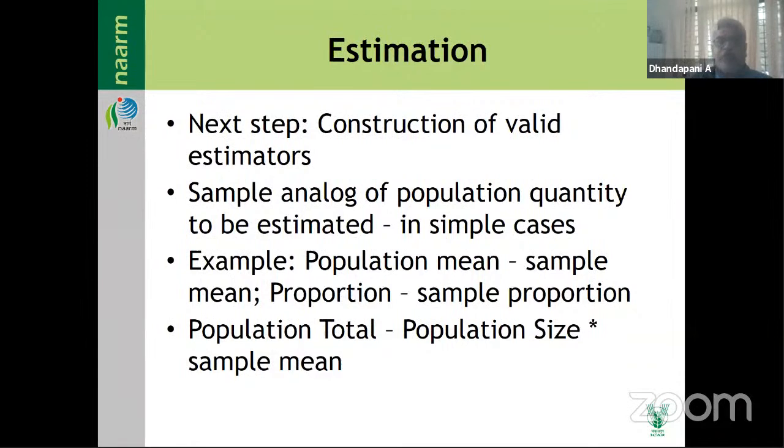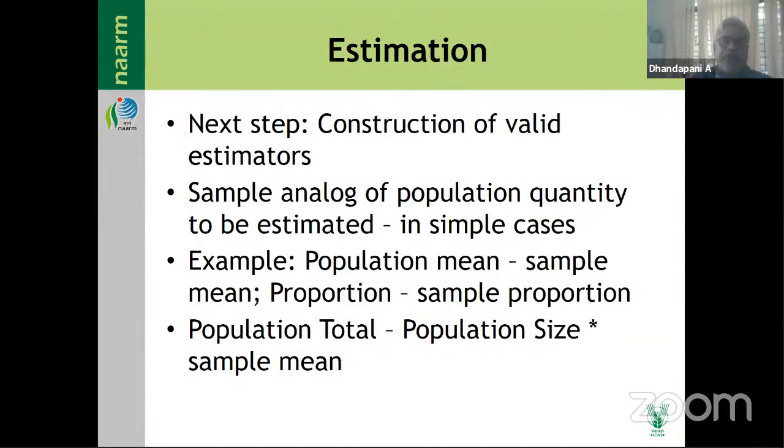And I also told in the morning session that we need estimators which are best in some sense, that is, with less sampling error or less standard error. So that is what we need to do. And most of the time, the estimation or estimators are very simple. It is the sample analog of the population quantity to be estimated.